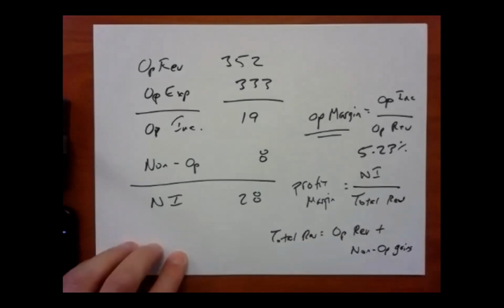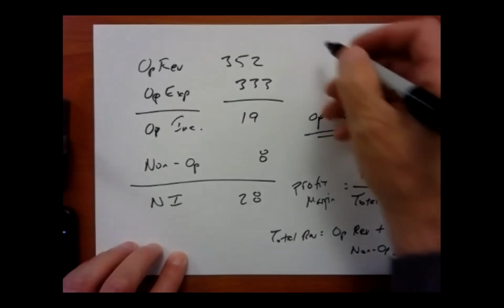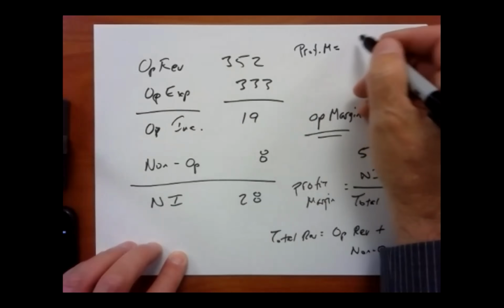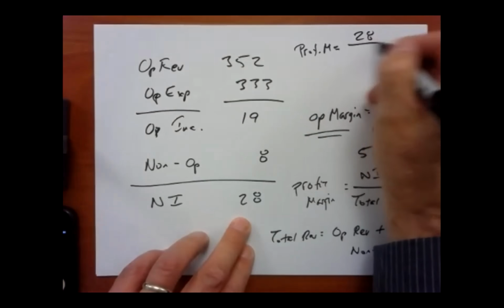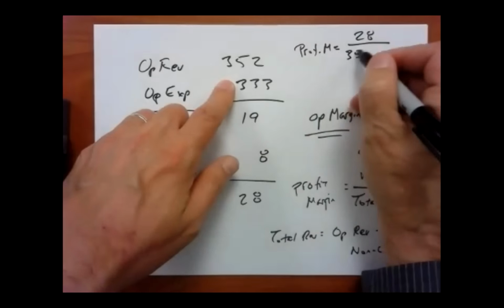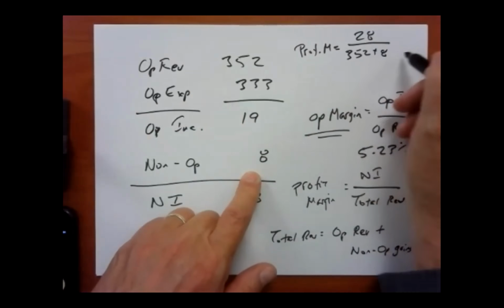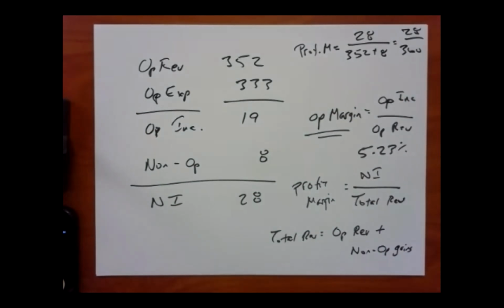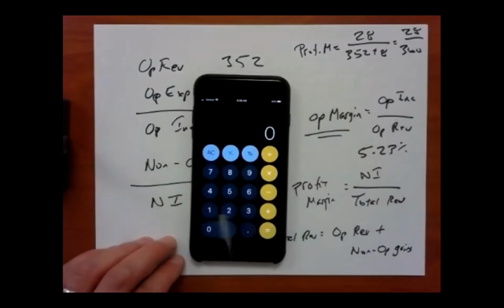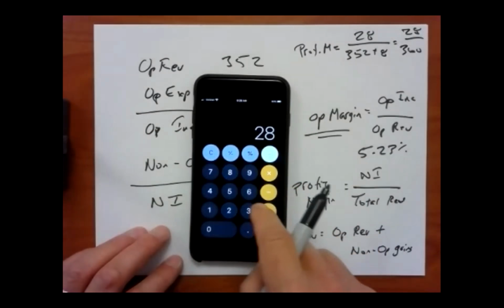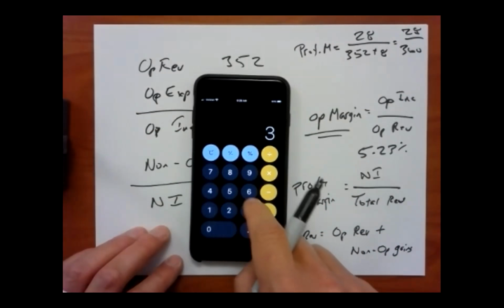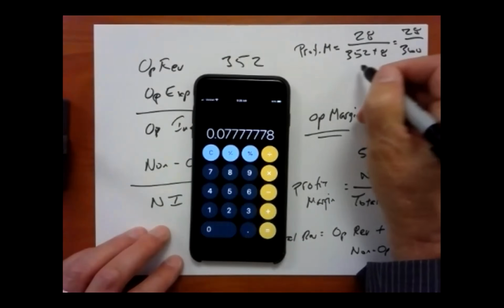So we're going to take net income, so profit margin is going to be the net income, 28, divided by 352 plus 8. So that's going to be roughly 28 divided by 360 in this case. And yes, I am super rounding to the nearest thousand, so this is not completely accurate. 28 divided by 360 is 7.8%.